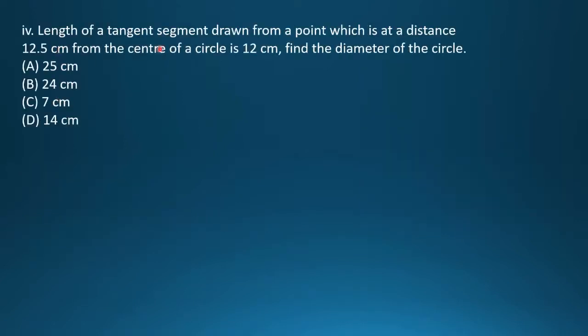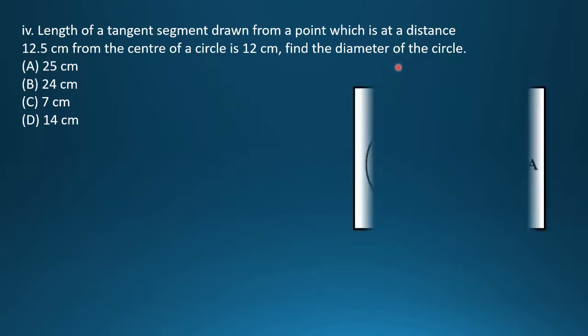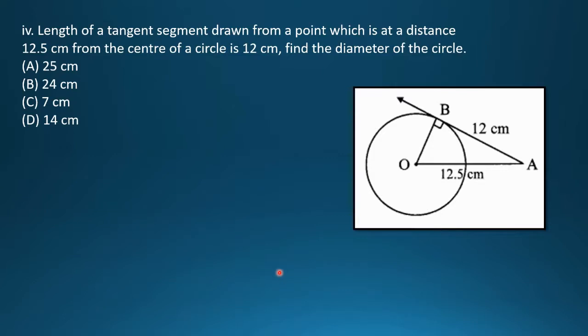The fourth one, the length of a tangent segment drawn from a point which is at a distance of 12.5 centimeters from the center of a circle is 12 centimeters. We have to find the diameter of the circle. If you see the diagram, the point is at a distance of 12.5 centimeters from the center of the circle. So this is 12.5 centimeters. The tangent segment is 12. We have to find the diameter of the circle. Is it 25, 24, 7 or 14?